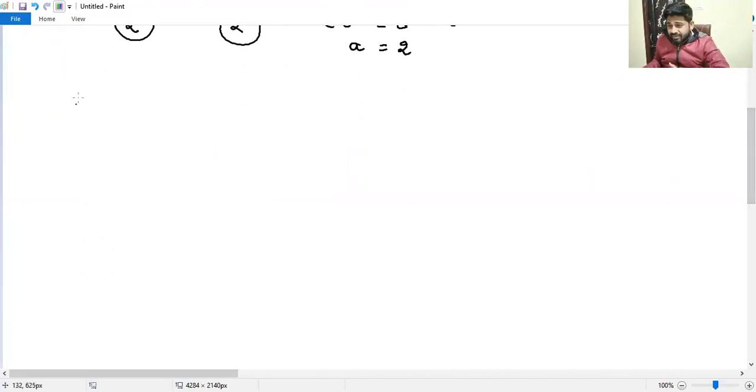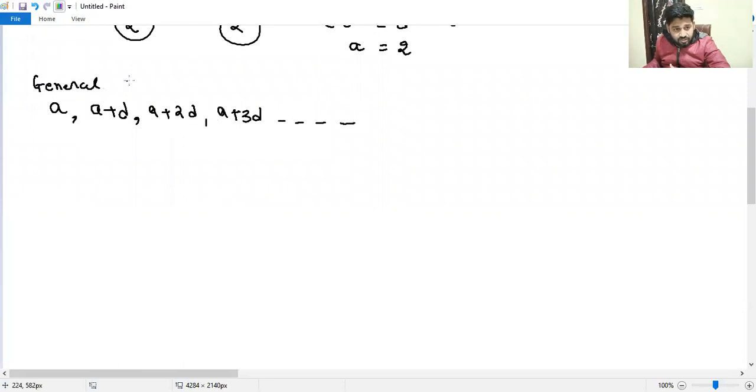So by making a general form of arithmetic progression, we'll take a first term, say a, and we'll keep adding a fixed term. If that fixed term is d, then the next term must be a plus d. So the third term must be a plus 2d. The fourth term must be a plus 3d, and so on. So this is known as the general AP, where a is the first term and d is the common difference.